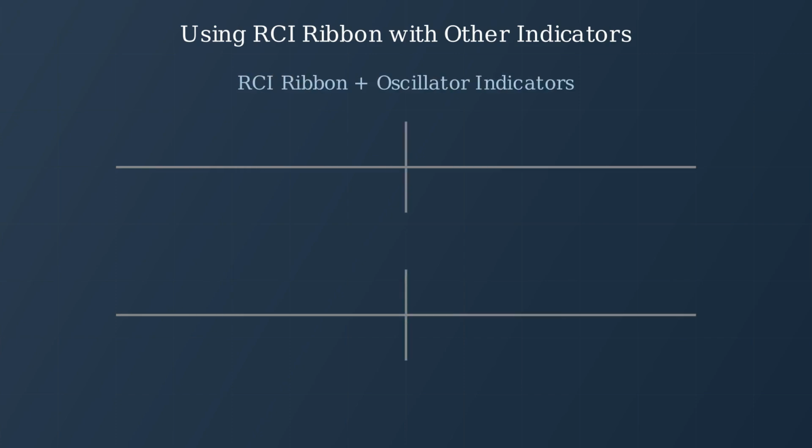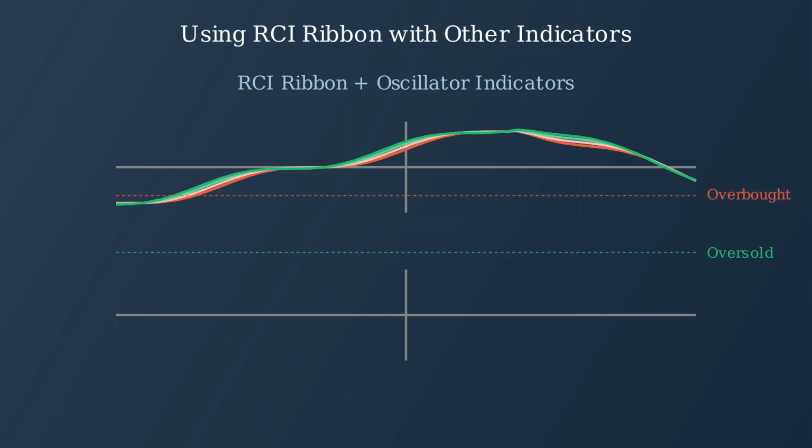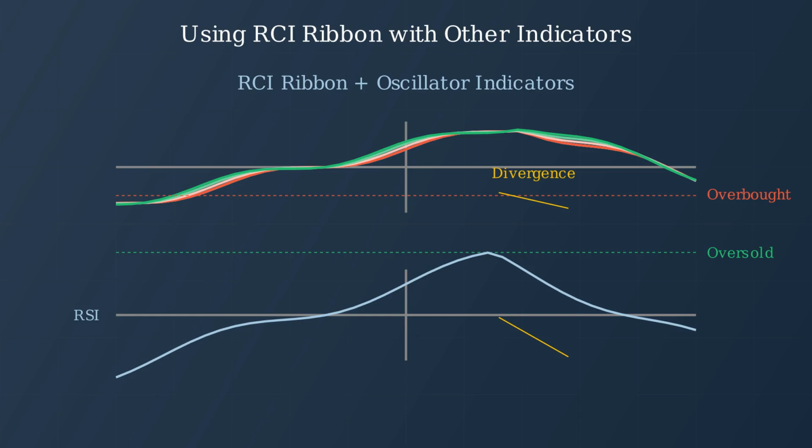Oscillators like RSI and MACD are particularly valuable when combined with the RCI Ribbon for confirming overbought or oversold conditions. While the RCI Ribbon shows the overall trend structure, oscillators can provide precise timing for potential reversals. Notice how the RSI reaches overbought territory just as the ribbon begins to converge. This confirmation provides a much stronger reversal signal than either indicator alone.